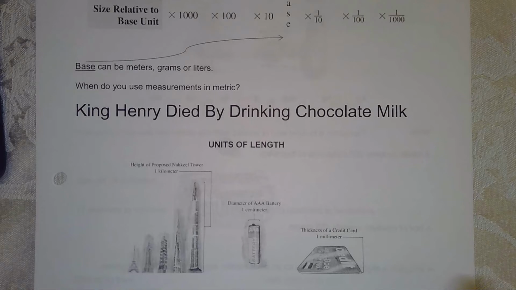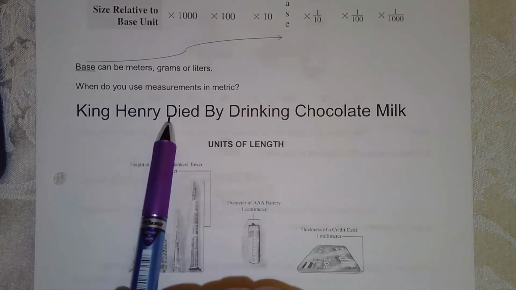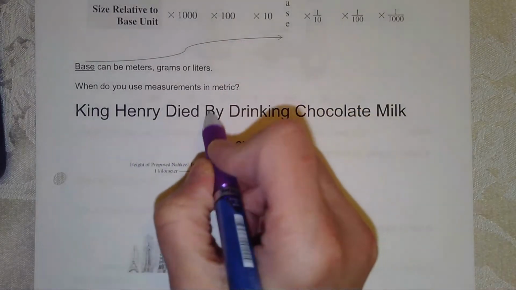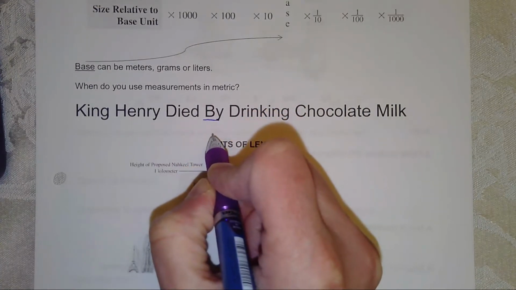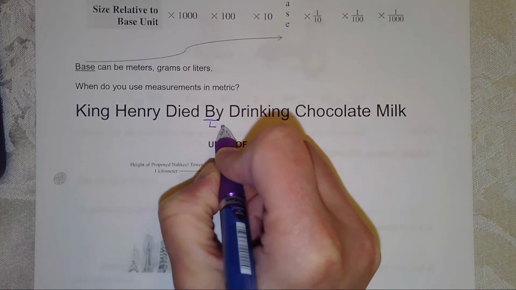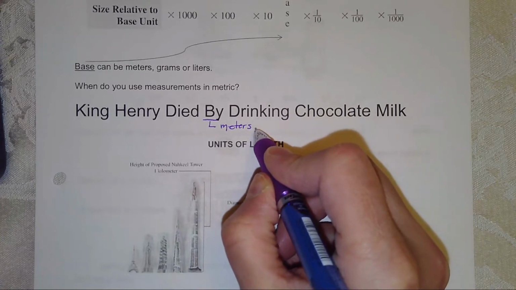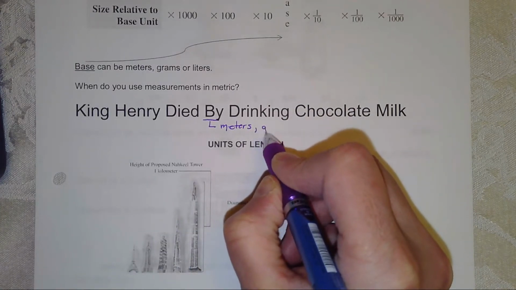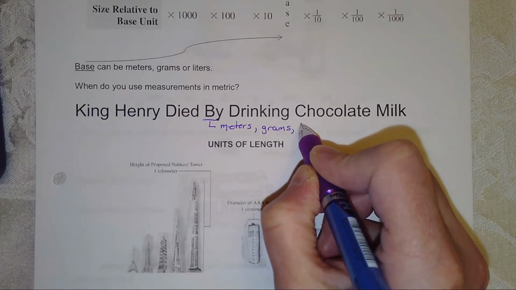Now you notice that each of these letters corresponds to a prefix in order from largest to smallest. So the K stands for kilo, H stands for hecto, D stands for deca. B is the base, so it just depends on if we're dealing with length. If we're dealing with length, then the base is meters. If we're dealing with weight, the base is going to be grams. And if we're dealing with volume, the base will be liters.